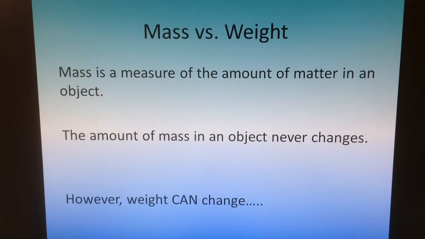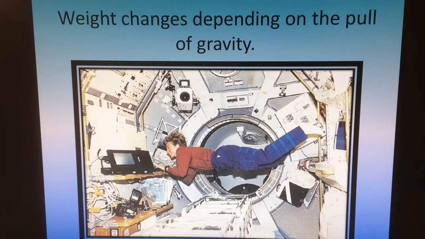We talked about a soap bubble and a rock might be the same size and about the same shape, but they would definitely have different mass. A soap bubble is a lot less dense than a rock. The amount of mass in an object never changes, but weight can change. We looked at this picture. If you were not on planet Earth, you would not weigh the same as you weigh on planet Earth, but your mass would be the same. We tend to use it like weight, though, because we're talking about stuff on planet Earth.